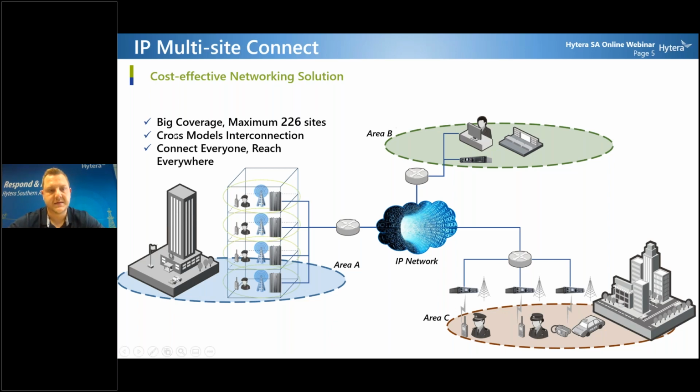So for example, like this picture here, you've got an area A with multiple repeaters deployed in this area, and you want some of the radios in this region to be able to talk to an area B or an area C. If you have IP backhaul, an IP connection, it's possible for you to expand your coverage, and you can have up to 226 repeaters connected over an IP network on a conventional tier 2 system.